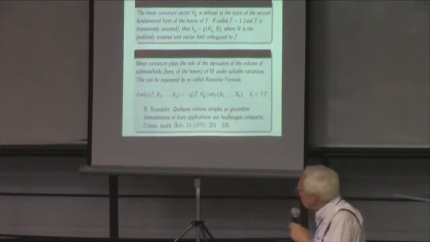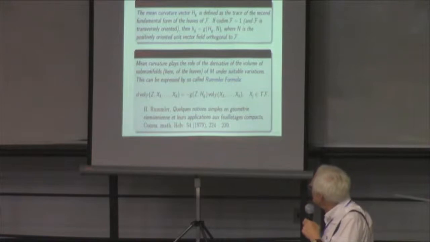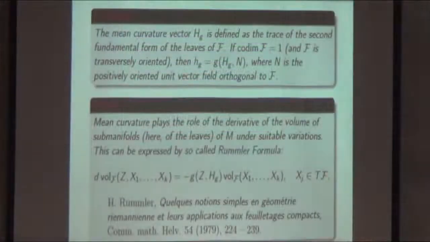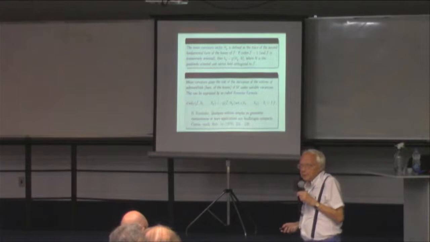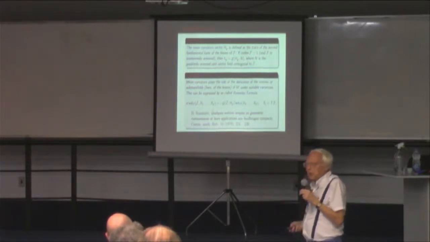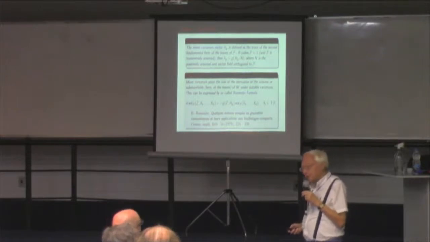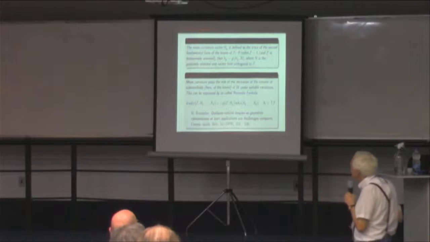Let me recall that the mean curvature vector is defined as the trace of the second fundamental form, here of the leaves. If codimension is 1 and F is transversely oriented, as it is in this story, then we take the positively oriented unit normal N, and we take the inner product of the mean curvature vector with this N, and we get a function which is called the mean curvature function. Mean curvature in general plays a very important role in differential geometry. The story of minimal surfaces in R3 is more than 300 years old, and is very well developed.